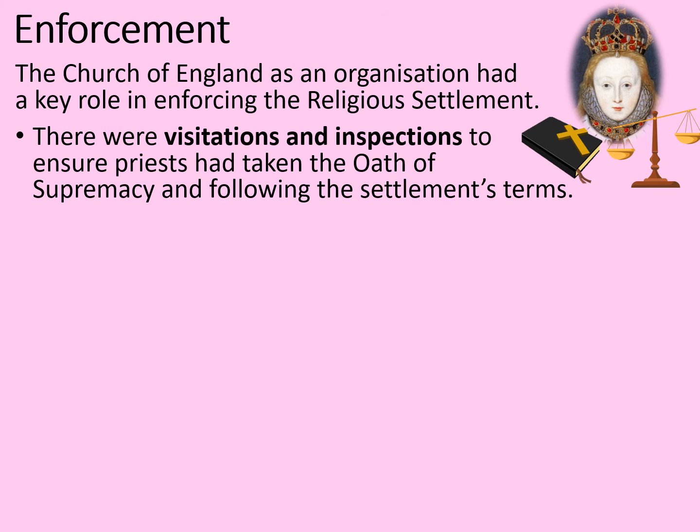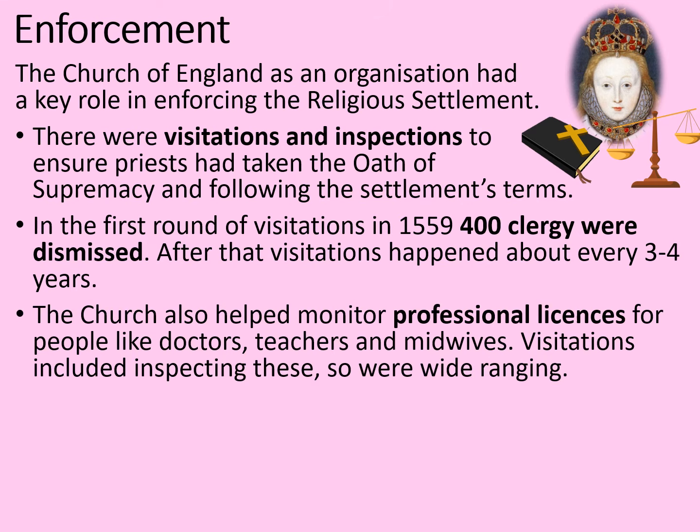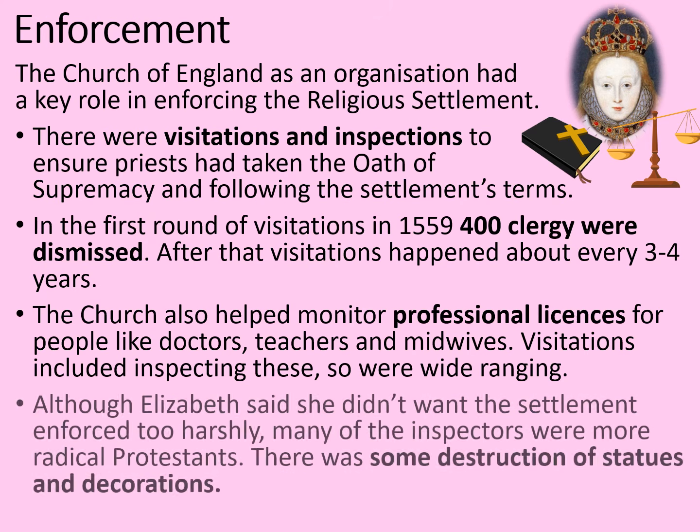There were visitations and inspections to ensure that priests had taken the oath of supremacy, which recognised Elizabeth as head of the church, and to make sure that they had been following the settlement's terms. In the first round of visitations in 1559, 400 clergy were dismissed. After that, visitations happened about every 3 to 4 years. The church also helped to monitor professional licence for people like doctors, teachers and midwives. Visitations included inspecting these, so they were wide-ranging. They almost sound like an Ofsted inspection at a school, don't they?